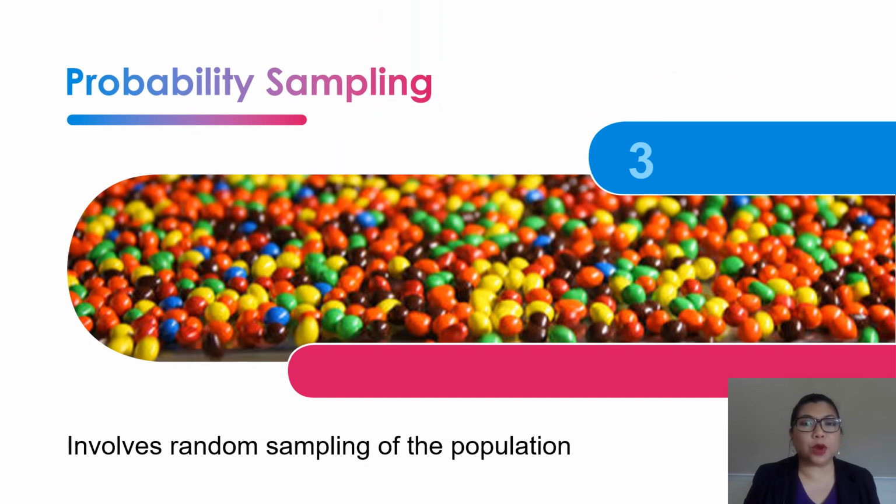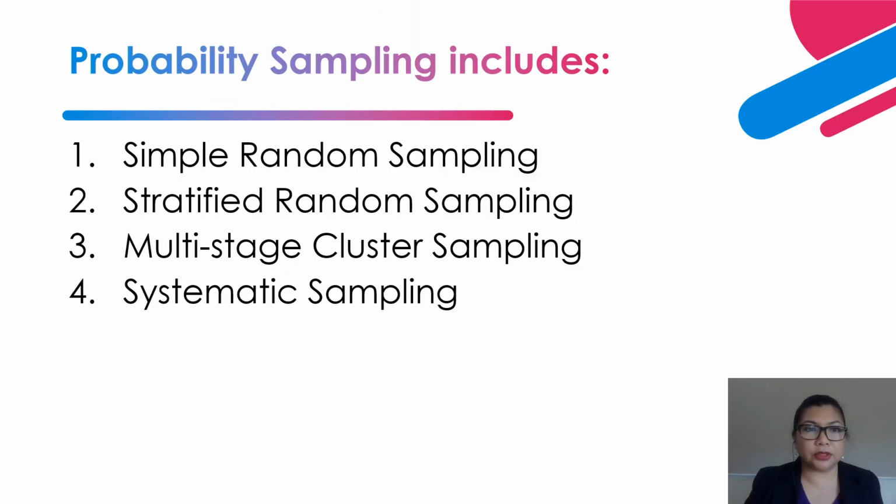So let's look at probability sampling. So probability sampling involves random sampling of the population. So let's talk about probability sampling. There are four main types of probability sampling, including simple random sampling, stratified random, multi-stage cluster sampling, and also systematic sampling.